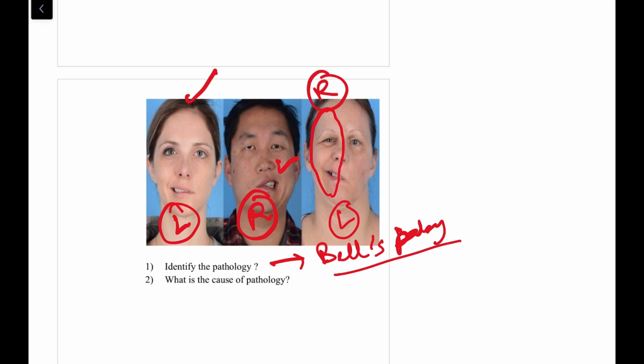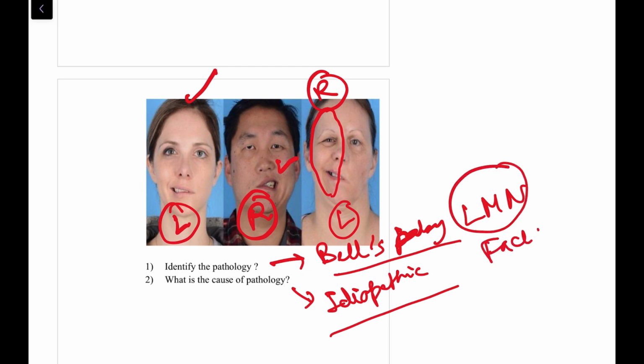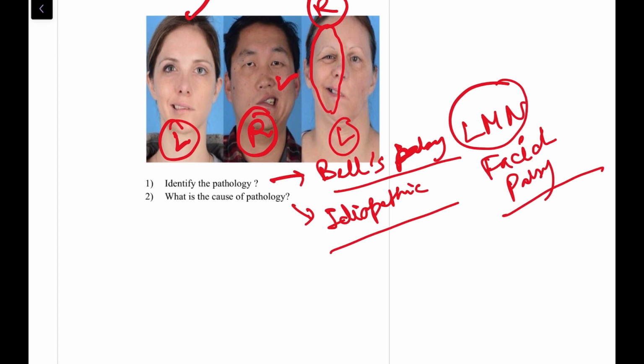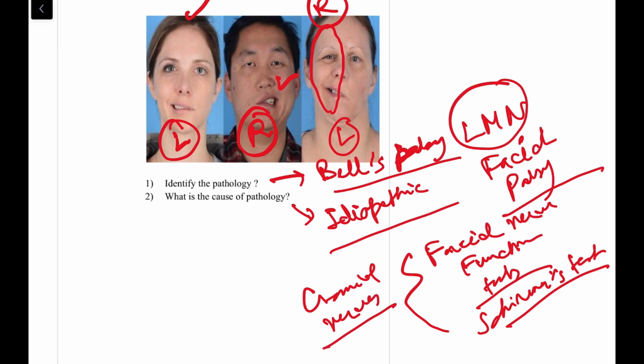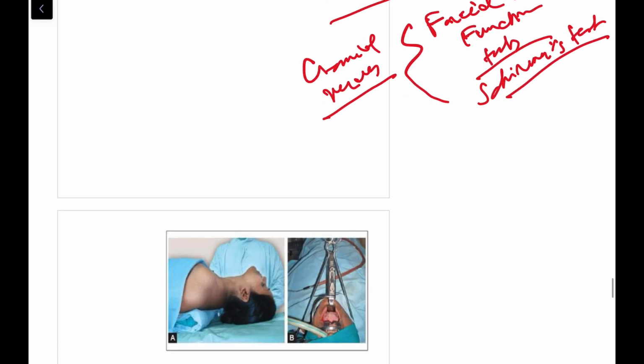So what is the cause? Most common cause of Bell's palsy is idiopathic, and an important thing to note, this is a lower motor neuron type of facial palsy. So you may be asked cross questions about the facial nerve function tests, like the Sharma's test. You may be even asked questions regarding other cranial nerves. So these are the cross questions you can expect from this picture.